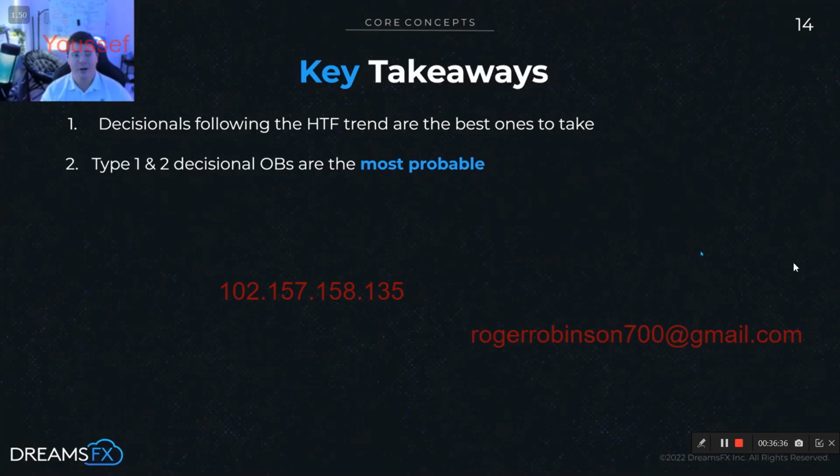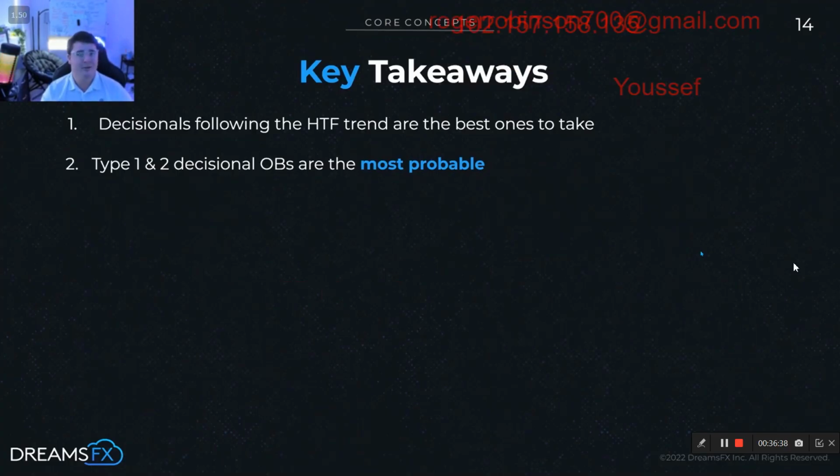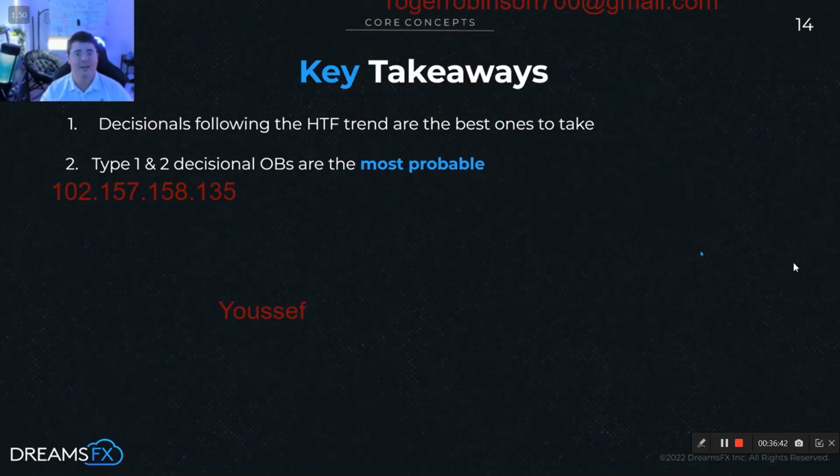Always look for your order block that comes before the structural break. If you're in an uptrend, before the higher high is broken, identify your decisional there. Before the lower low is broken, identify your decisional right before that causes it. They're the most probable ones, continuation structure.